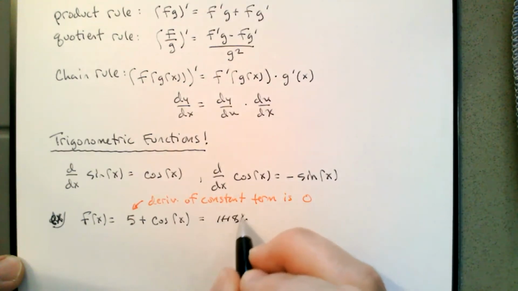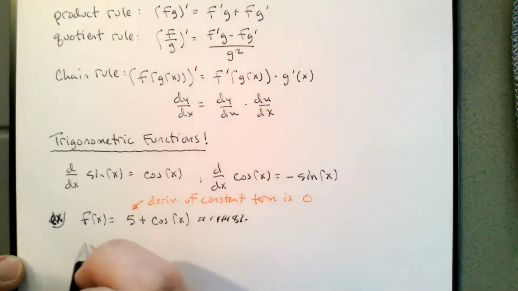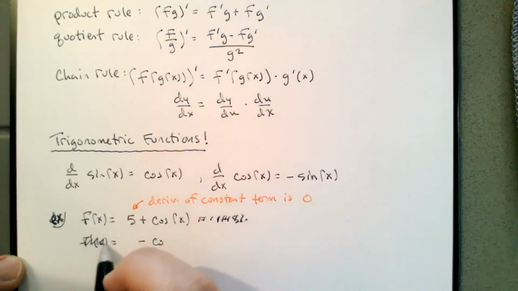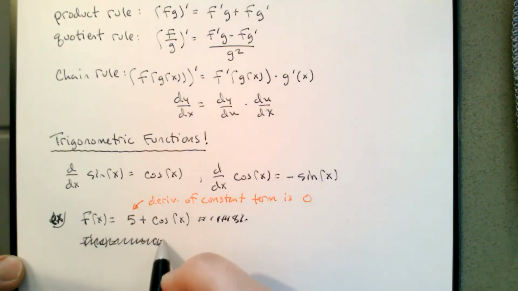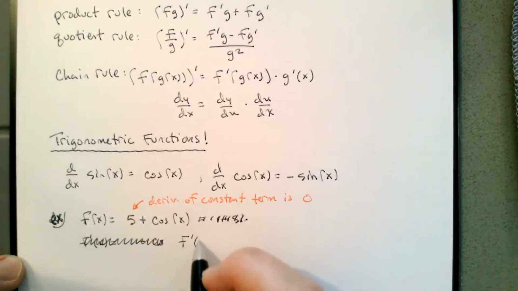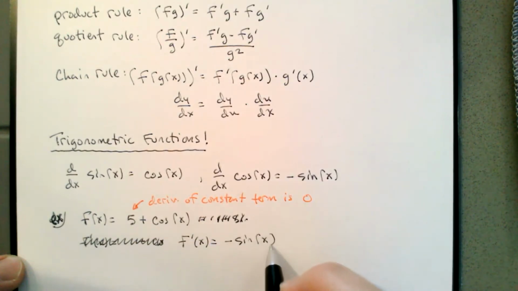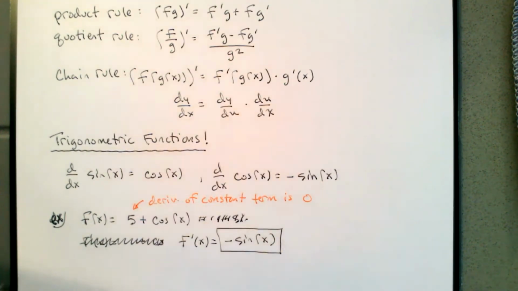Oops, these are not equal. So f prime of x is minus sine x. So the derivative of f of x, the derivative of 5 is 0. The derivative of cosine is minus sine x. We want to remember that the derivative of a constant term is equal to 0.